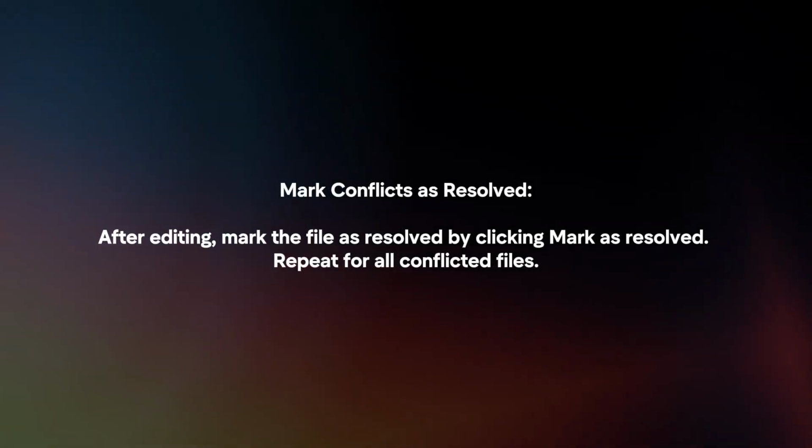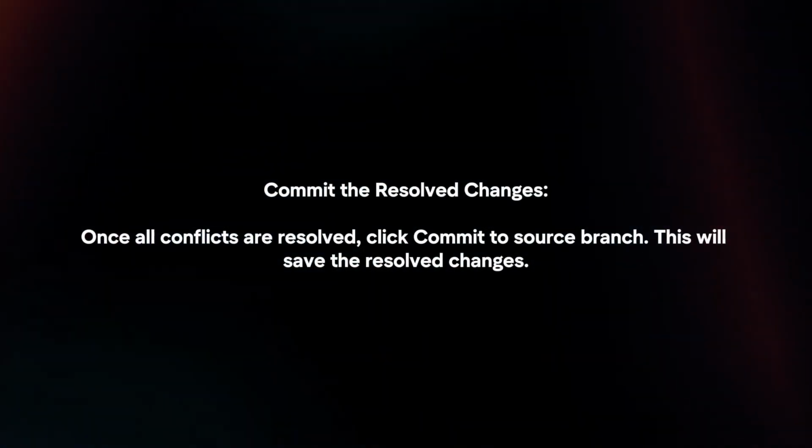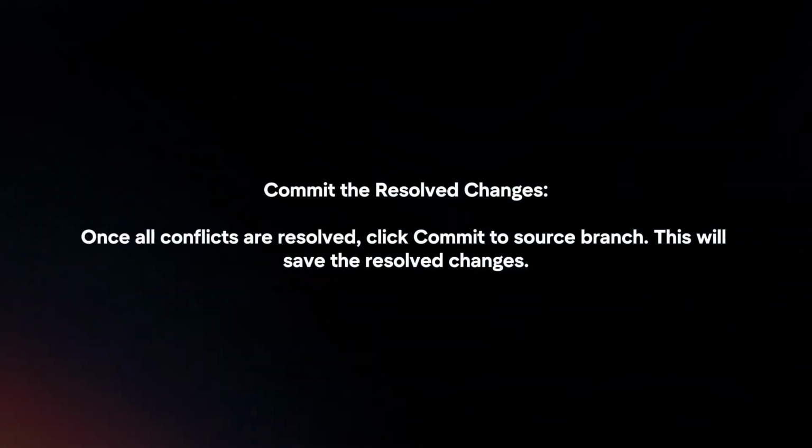Mark conflicts as resolved. After editing, mark the file as resolved by clicking Mark as resolved. Repeat for all conflicted files. Commit the resolved changes. Once all conflicts are resolved, click Commit to Source Branch. This will save the resolved changes.